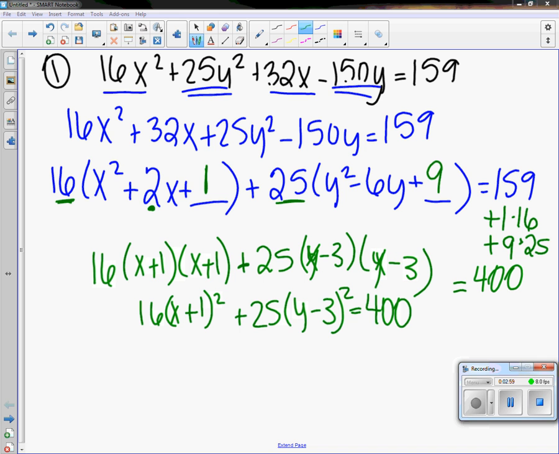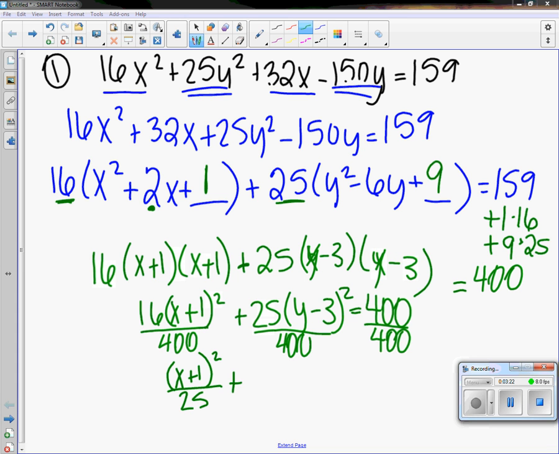Now I need the other side of that equation to be equal to 1, so I'm going to divide both sides by 400. Okay, so that simplifies to x plus 1 squared over 25 plus y minus 3 squared over 16 equals 1. And that's how you do number 1. And you're done, and that looks like a regular ellipse written in standard form. So we're done.